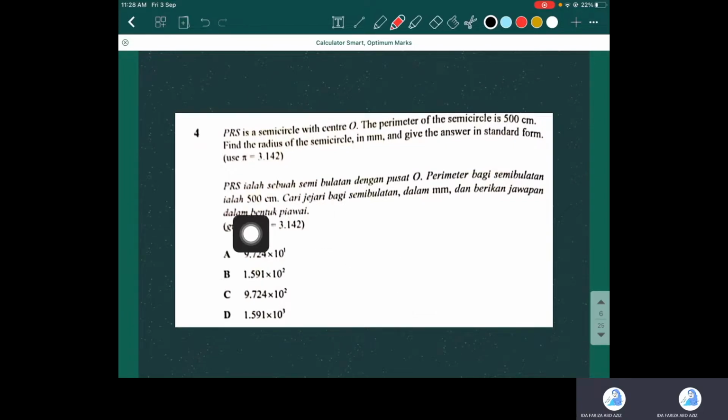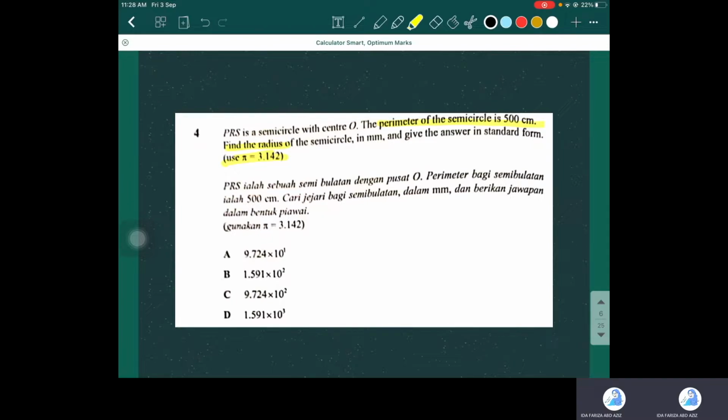Okay, next question here we have still in standard form, tapi kali ni dia bagi problem solving. We have PRS is a semicircle with center O. The perimeter of the semicircle is 500 cm. Find the radius of semicircle in millimeter, and give the answer in standard form. Use pi equals 3.142. Dia bagi info perimeter and then dia minta kita cari radius.